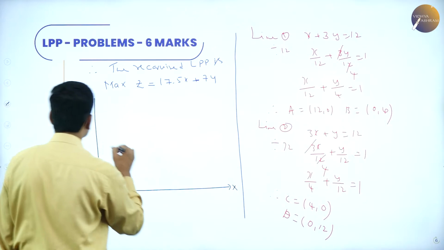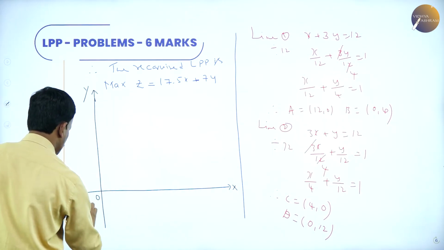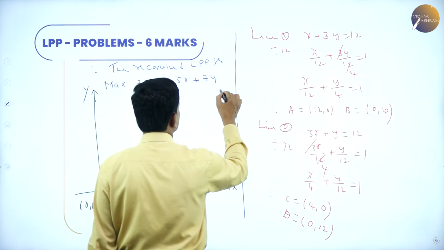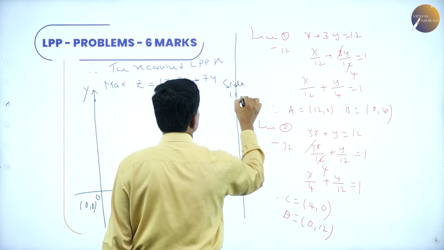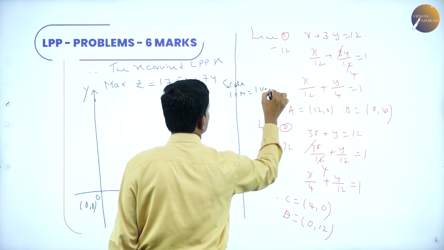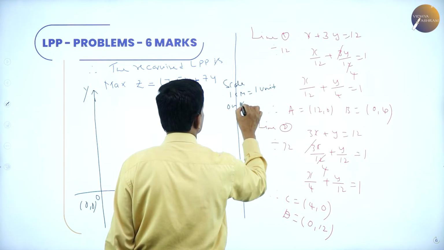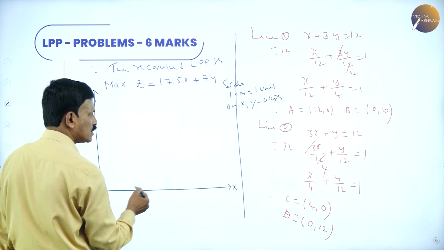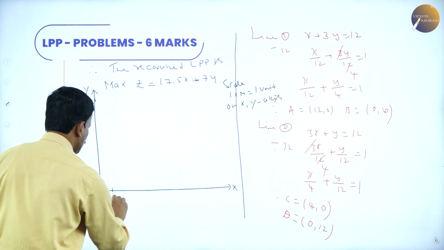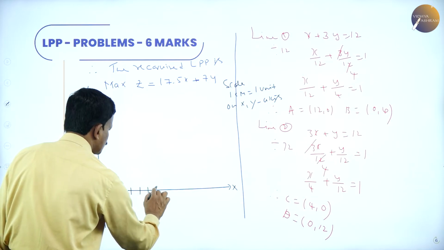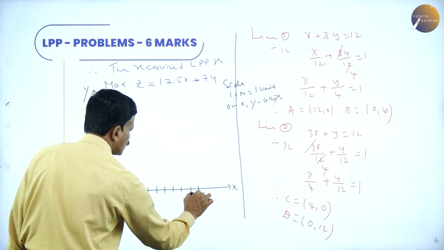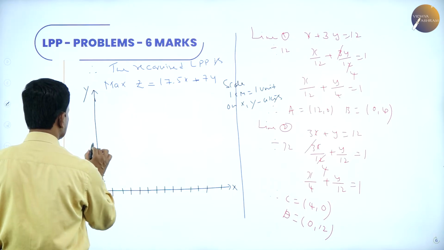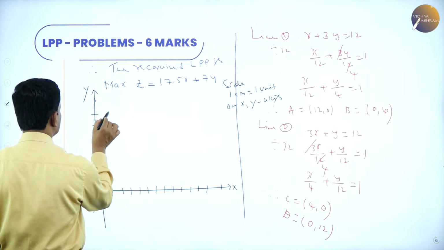This is x-axis, y-axis, 0 comma 0. So let us take the scale. 1 centimeter is equal to 1 unit on x and y axis. Now each centimeter is equal to 1 because we have maximum 12. 1, 2, 3, 4, 5, 6, 7, 8, 9, 10, 11, 12, 13. Here also 1, 2, 3, 4, 8, 9, 10, 11, 12.